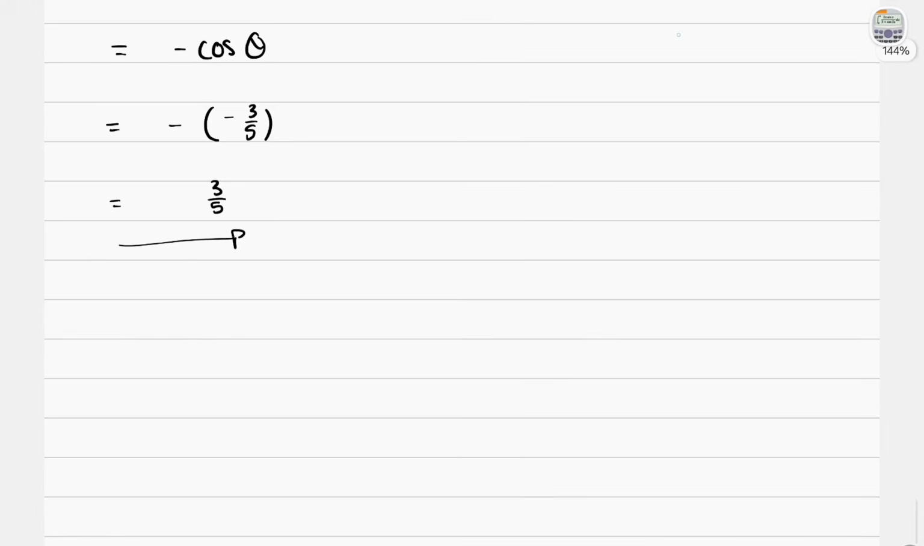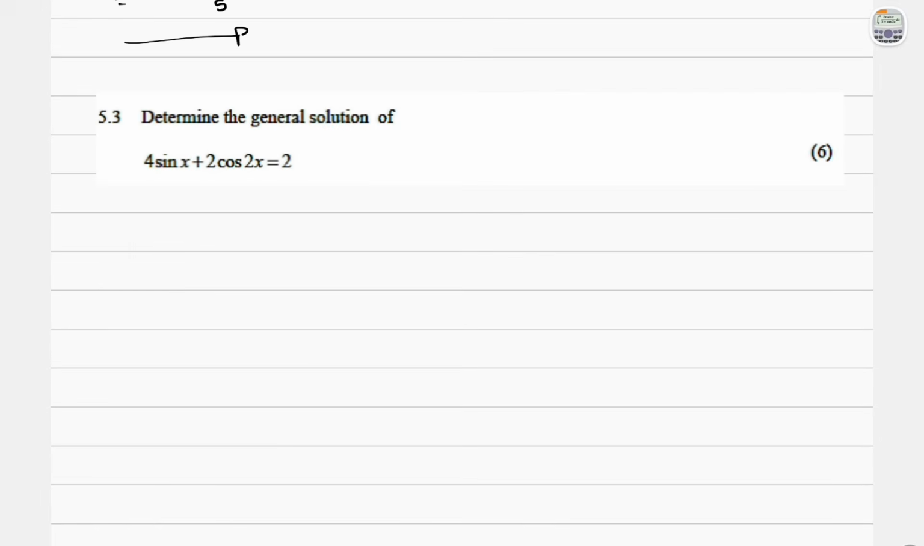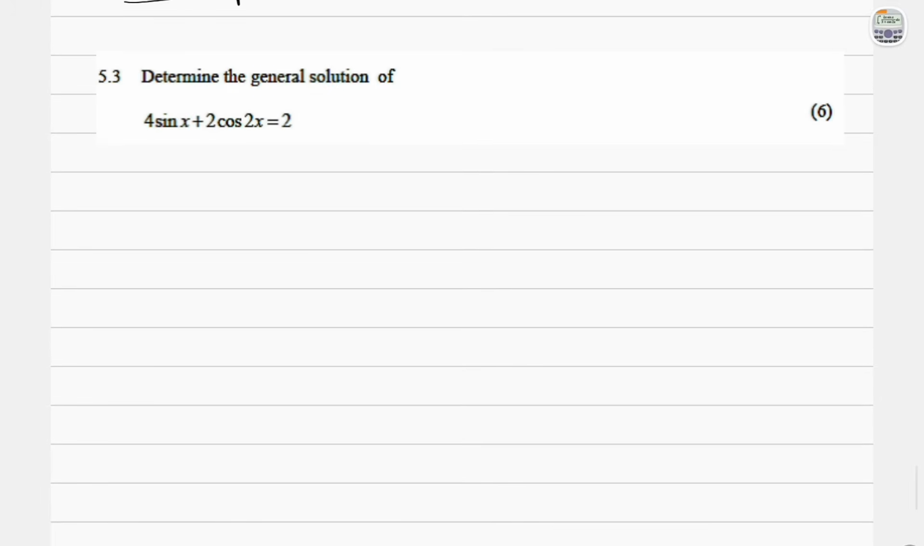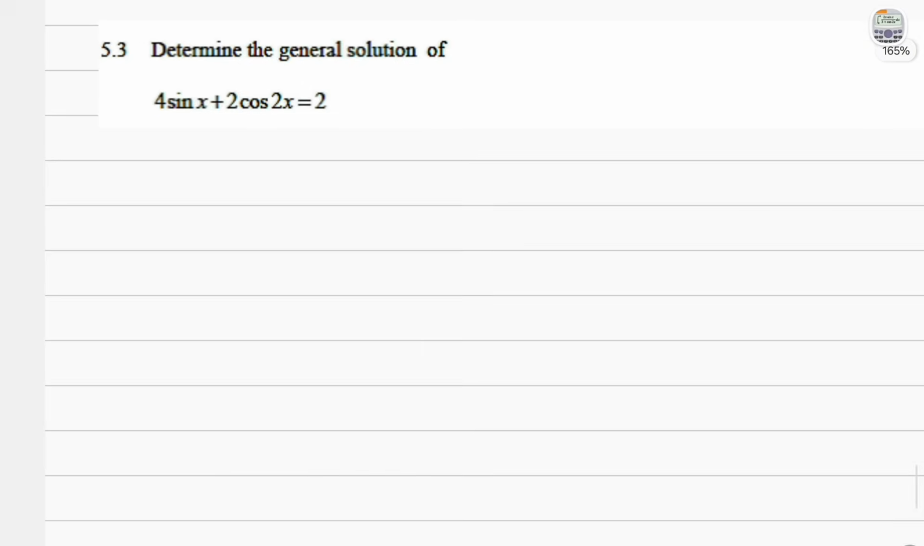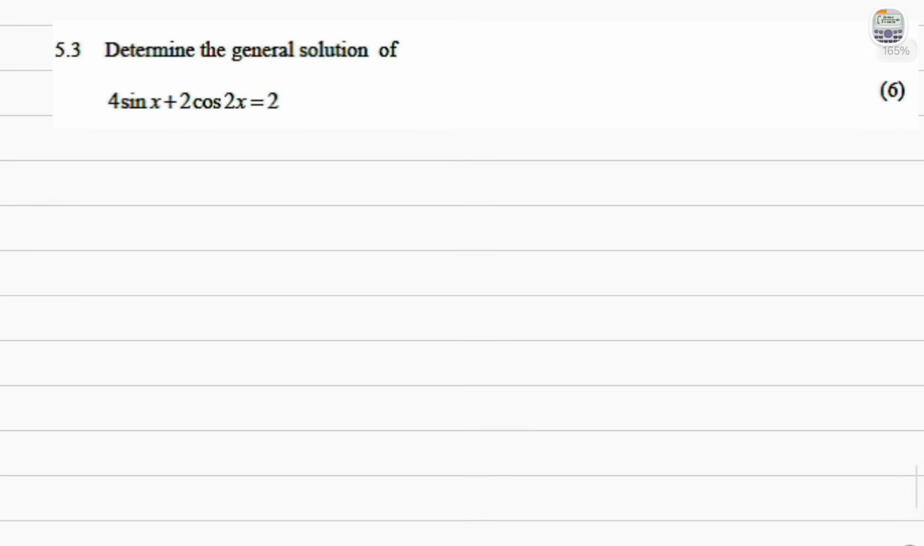Moving on to the next question. Question 5.3 says, determine the general solution of this equation. Okay, here's something you need to spot. You see how we have 4 sine x, and then you have 2 cos 2x. There's a pattern here, okay? You know that cos 2x, that's double angles. We're going to have to use a double angle identity for that. But then you have a 4 sine x, okay?